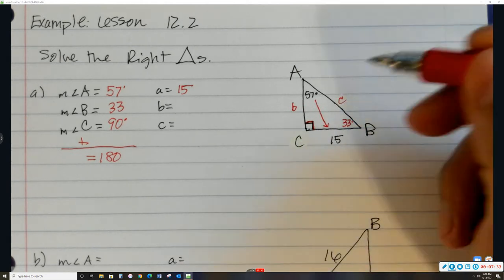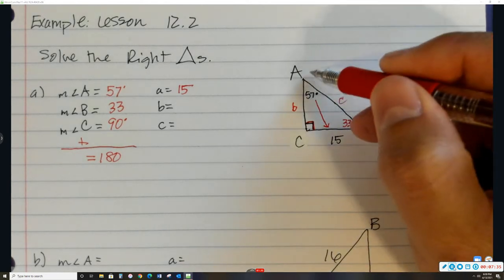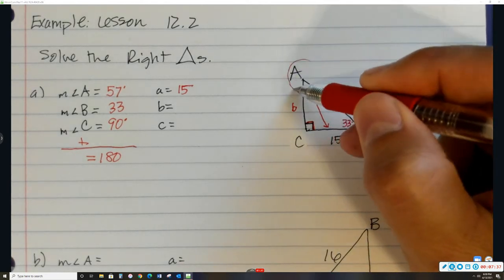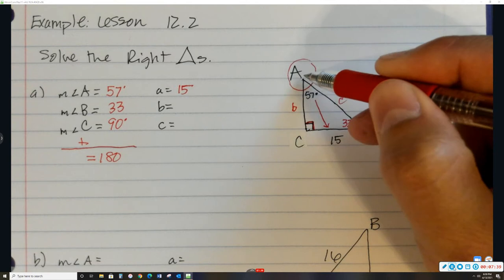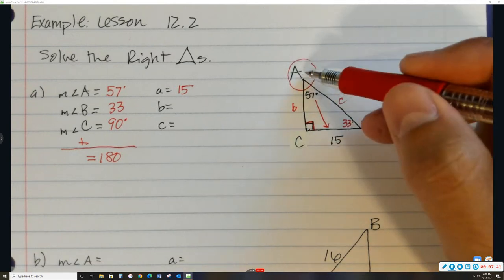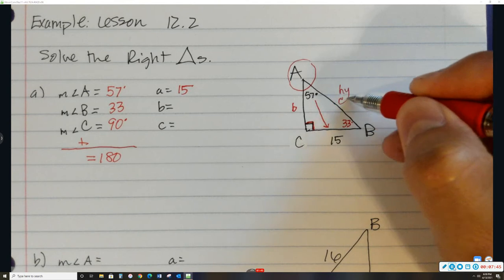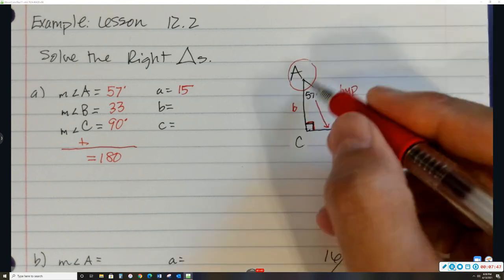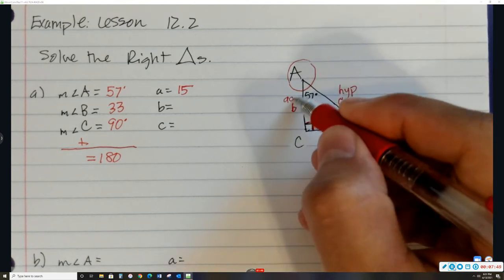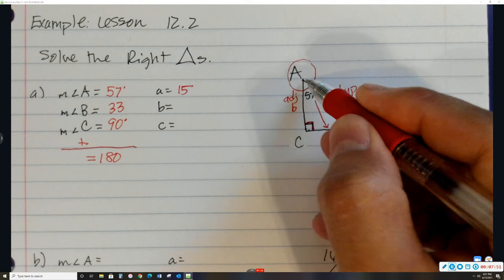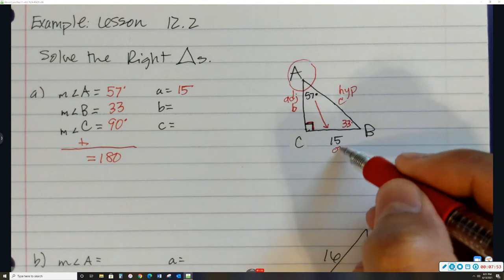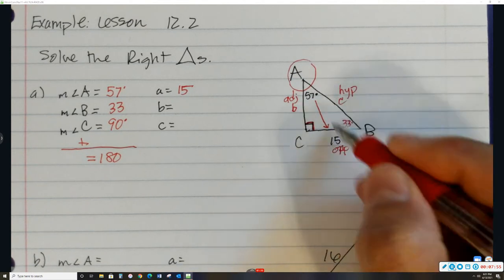Since 57 was given, let's go ahead and just use this angle 57, which is angle A, right? Since this is angle A, this is the one I'm looking at. I know C is the hypotenuse. B's the adjacent leg because it's close to angle A, and then 15 is the opposite leg because it's across.